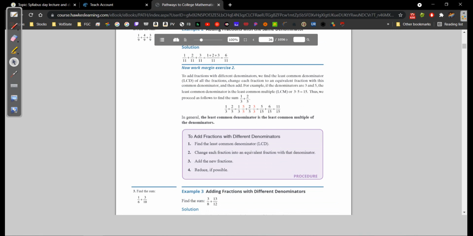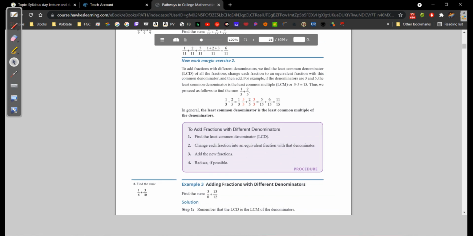Alright, so this reads, to add fractions with different denominators, we find the least common denominator, the LCD of the fractions, change each fraction to an equivalent fraction with a common denominator, and then add. For example, if the denominators are 3 and 5, the least common denominator is 15. Thus we proceed as follows to find the sum 1 over 3 plus 2 over 5. Okay, and of course we see that since 15 is indeed the least common denominator, we proceed from there.